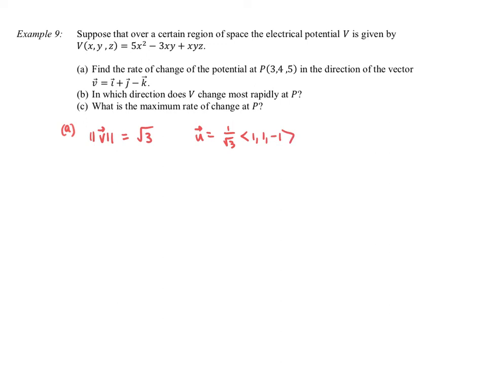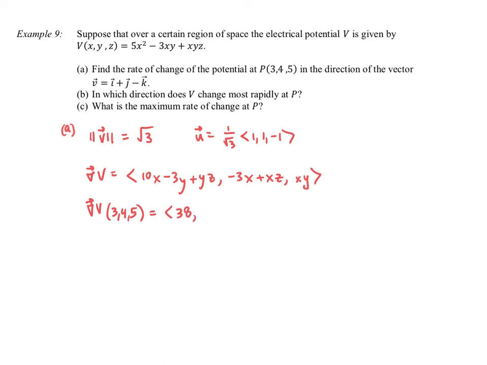All right, then let's go ahead and calculate the gradient of V, capital V. So our gradient is going to be 10x minus 3y plus yz, and then negative 3x plus xz, and then our last component will be xy. And then, of course, we're going to take this gradient and analyze it at the point 3, 4, and then 5. So in this first one, we get 30 minus 12 plus 20, which is going to give us 38, and then we get negative 9 plus 15. That's going to give us 6, and then x times y will give us 12.